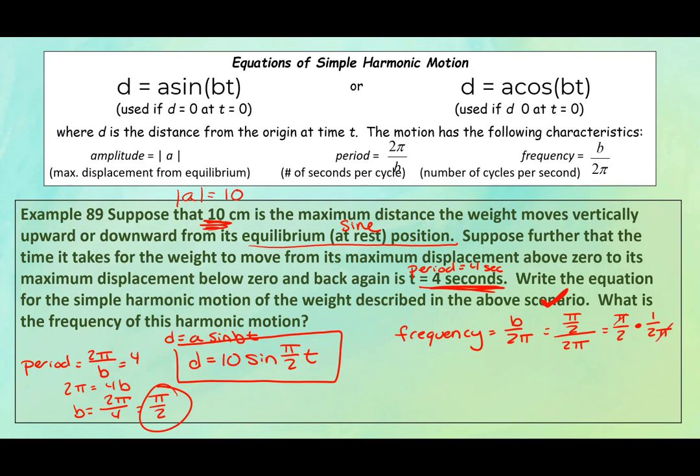And if you look here, these pi's cancel out. So our frequency is equal to 1/4, or 1/4 cycle per second. And there's our frequency. So every 1 second, this will complete 1/4 of its cycle. So we found the equation and we found the frequency here. So we have answered the whole question.